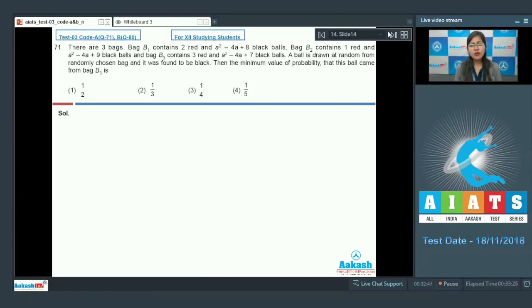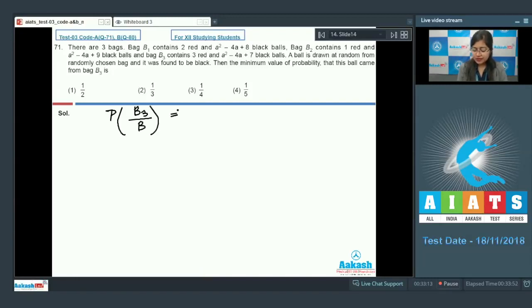A ball is drawn at random from a randomly chosen bag and it was found to be black. Okay, a ball we randomly drew, and it came out black. Then the minimum value of the probability that this ball came from bag B3 is. We have to find the probability that the ball came from bag B3, provided it is given that the ball is black, right?